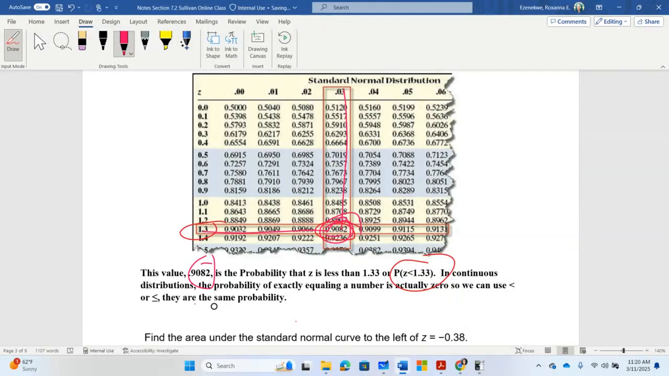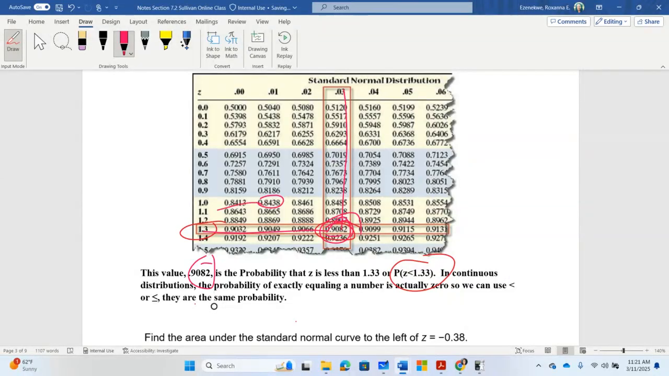I find the number inside the z table, the standard normal table, and then read to the left first. Read to the left first to get the z value, the first decimal point, and then go to the second decimal point.